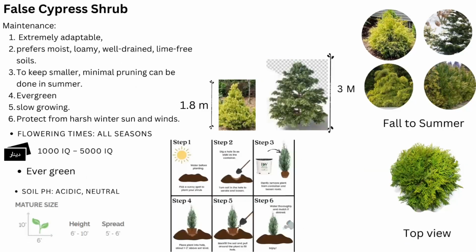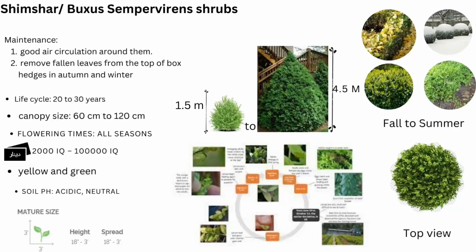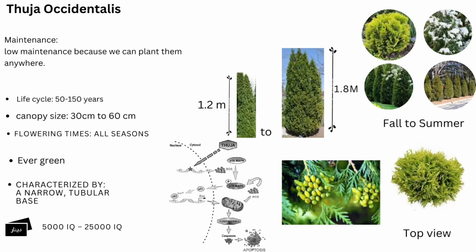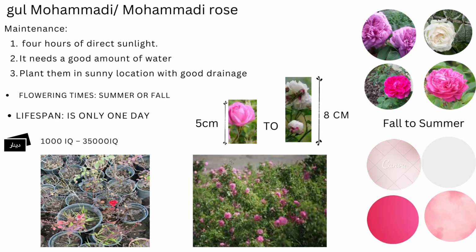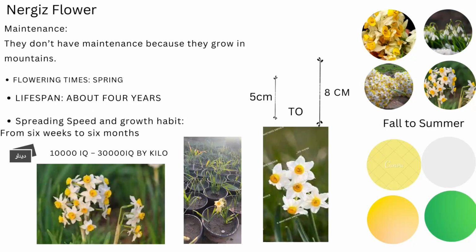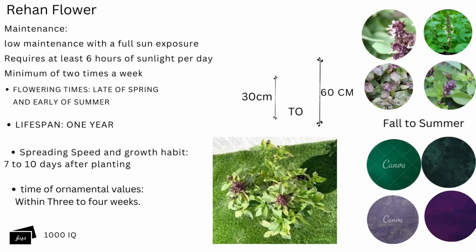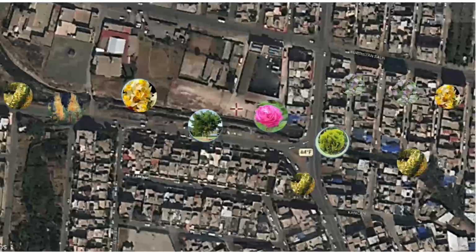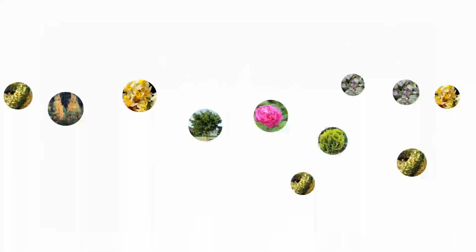For the shrubs, we have chosen fall cypress, shimshar, and thuja occidentalis. Again, the reason for choosing all 3 of these shrubs is the minimal maintenance they require and their affordable price. For flowers, we went with Gul Muhammadi, Nargis, and Rehan flowers. With the diverse color palette and minimal caring steps, these flowers will enhance the visual and environmental aspects of Hishkaro Creek. These are suggested placements for the plantation.